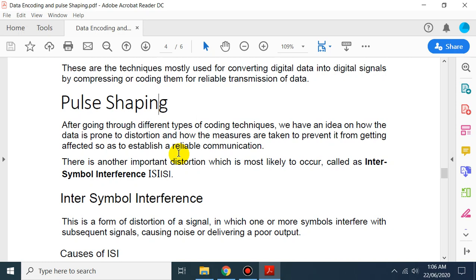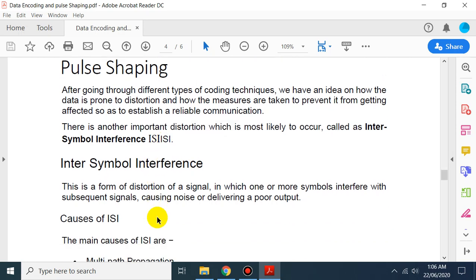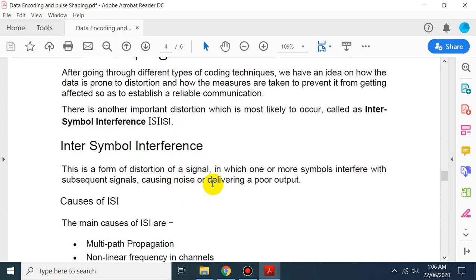But first we're going to discuss the distortion that we're going to face in digital communication. I told you in the previous lecture about the important distortion that we're going to face in digital communication, that is called inter-symbol interference. Inter-symbol interference is a form of distortion of a signal in which one or more signals interfere with the subsequent signals, causing noise or delivering a poor output.